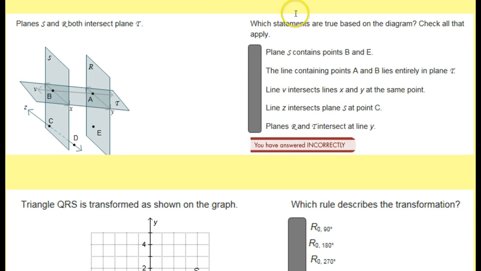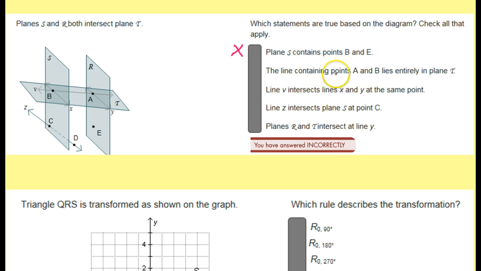Alright, let's keep going. Which statements are true based on the diagram? Check all that apply. So same thing again. Plane S contains points B and E. Okay, so plane S is this plane right here. Alright, you look at it like a sheet of paper. So I can see that point B is on this plane. But point E is on this other plane. So no, they're not both on plane S. Only point B was. Okay, so that was it for that.